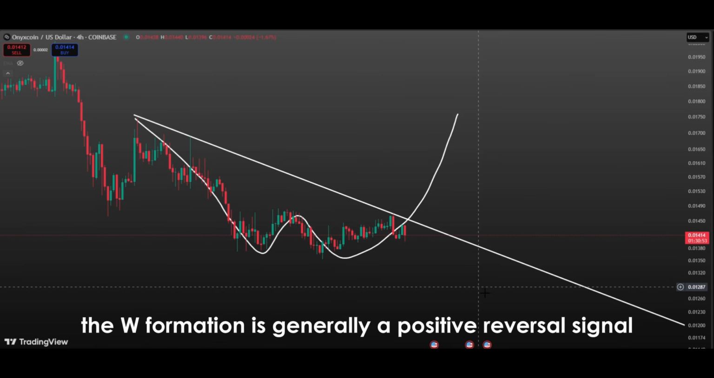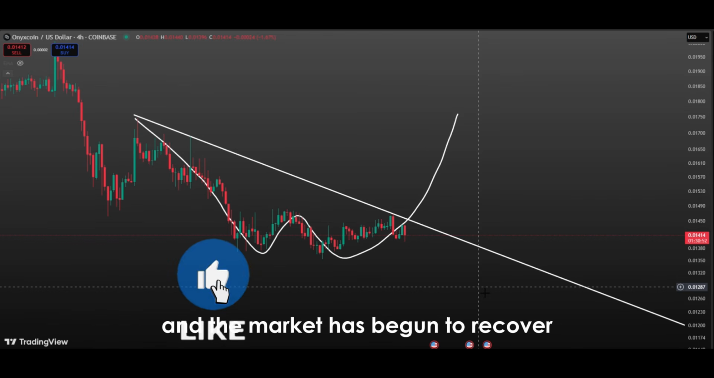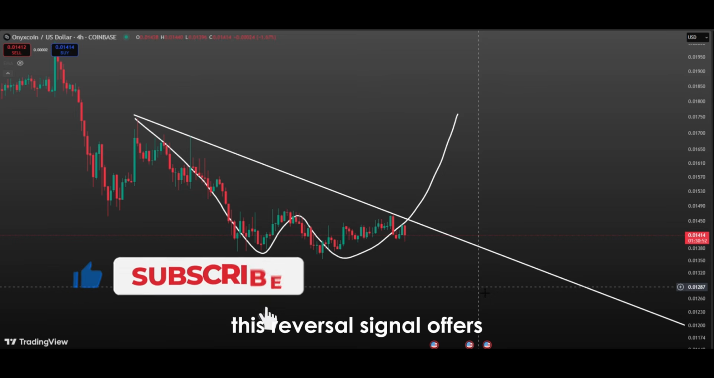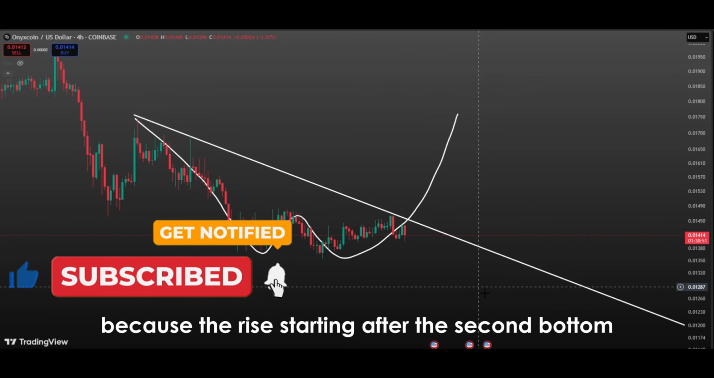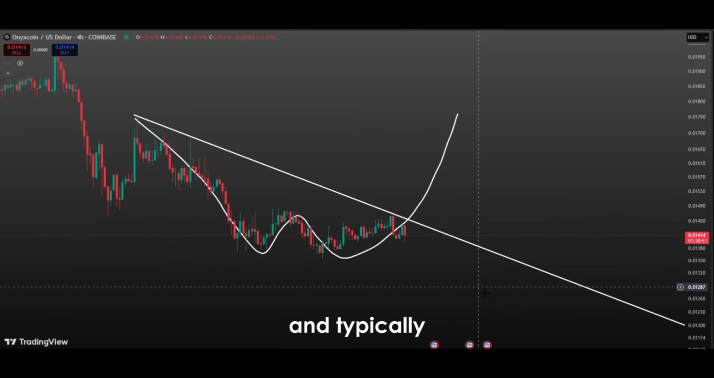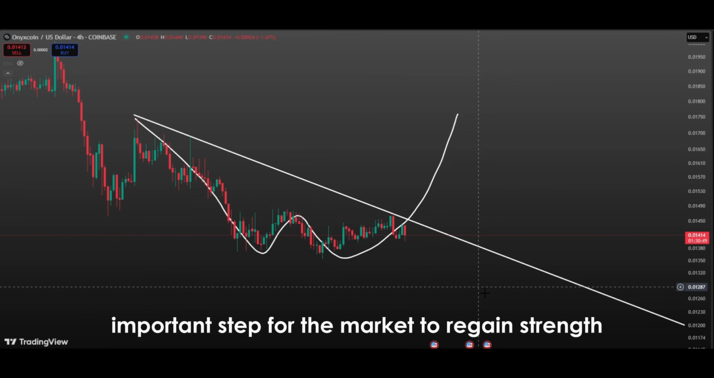The W formation is generally a positive reversal signal indicating that a downtrend has ended and the market has begun to recover. This reversal signal offers investors a new buying opportunity because the rise starting after the second bottom often recovers previous losses and typically causes the price to increase significantly. Therefore, the successful completion of this formation is an important step for the market to regain strength and head toward new highs.